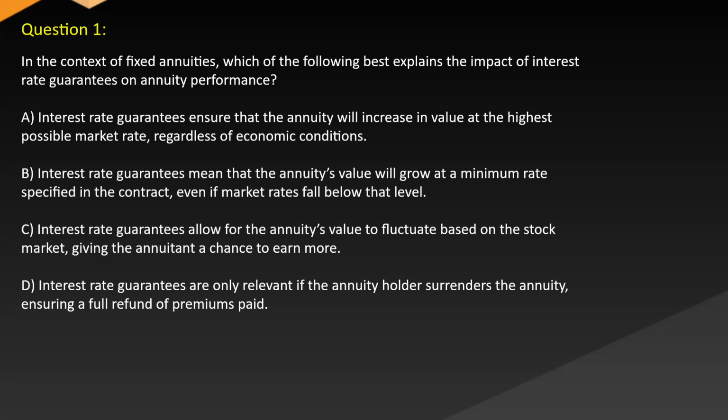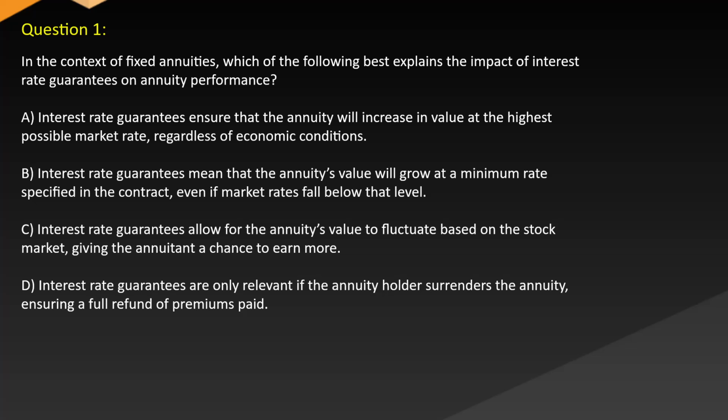Question 1. In the context of fixed annuities, which of the following best explains the impact of interest rate guarantees on annuity performance? A. Interest rate guarantees ensure that the annuity will increase in value at the highest possible market rate, regardless of economic conditions. B. Interest rate guarantees mean that the annuity's value will grow at a minimum rate specified in the contract, even if market rates fall below that level.